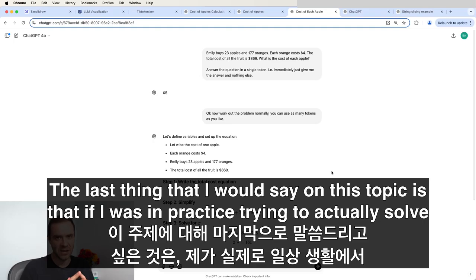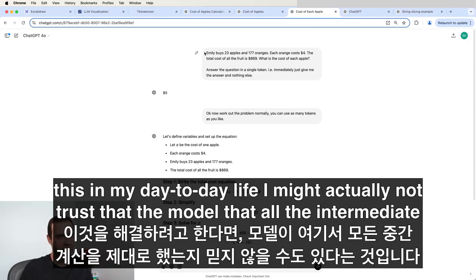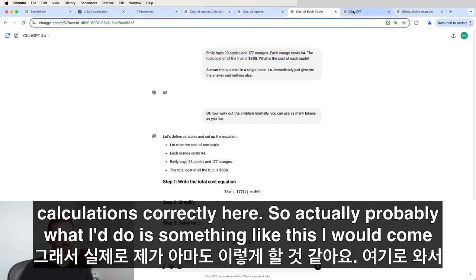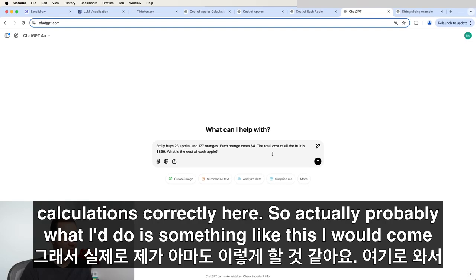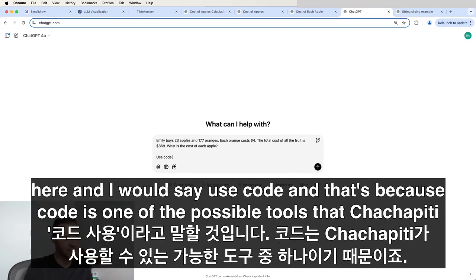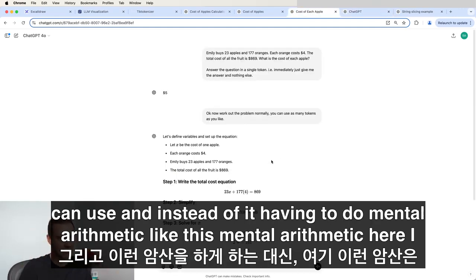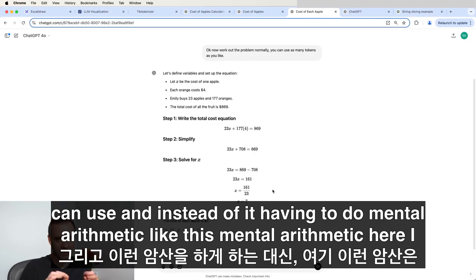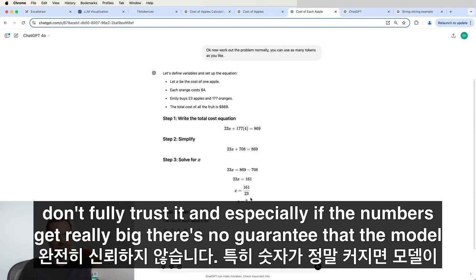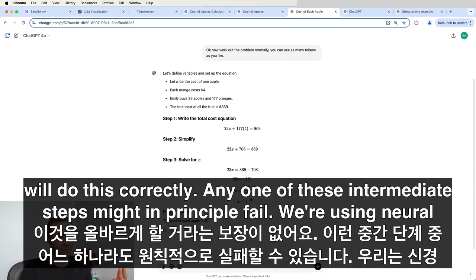The last thing that I would say on this topic is that if I was in practice trying to actually solve this in my day-to-day life, I might not trust that the model did all the intermediate calculations correctly here. So actually probably what I do is something like this. I would come here and I would say, use code. And that's because code is one of the possible tools that ChatGPT can use. And instead of it having to do mental arithmetic, like this mental arithmetic here, I don't fully trust it. Especially if the numbers get really big, there's no guarantee that the model will do this correctly. Any one of these intermediate steps might, in principle, fail.